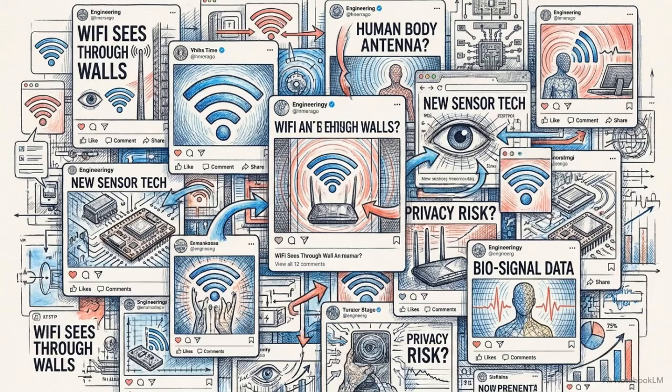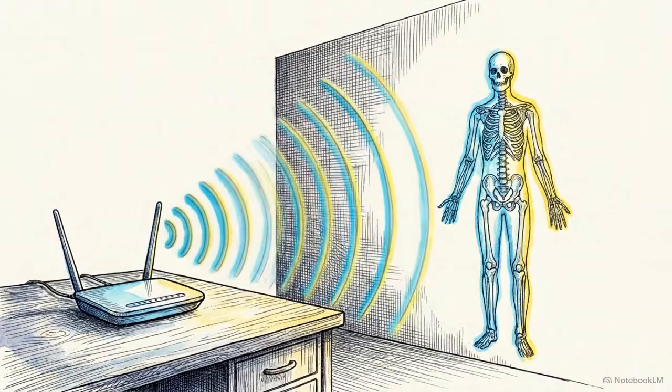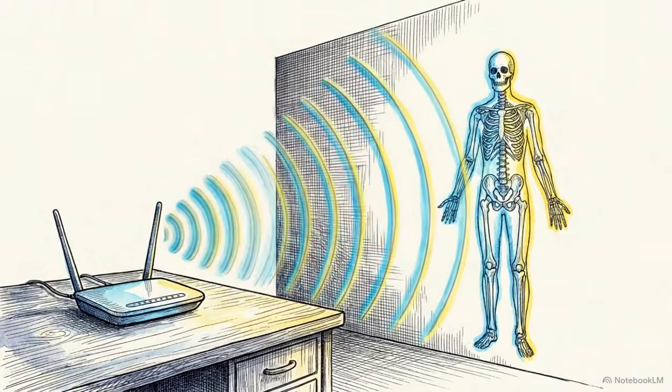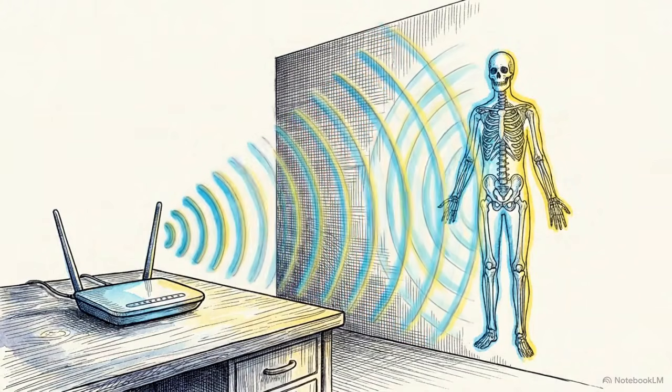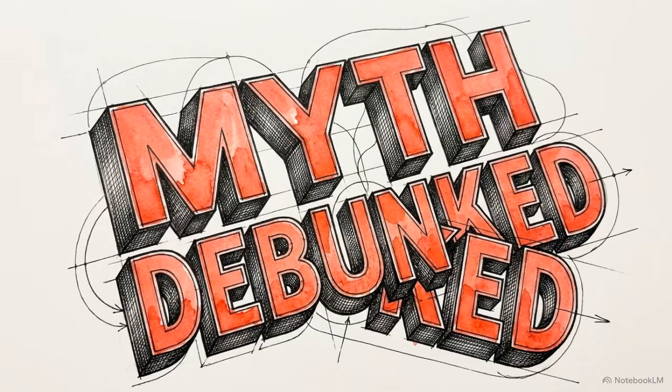Over the last year, a persistent claim has circulated across social media and developer communities that with a simple software exploit, you can force a standard consumer Wi-Fi router to extract 3D human skeletons through solid walls. This is a physical impossibility.